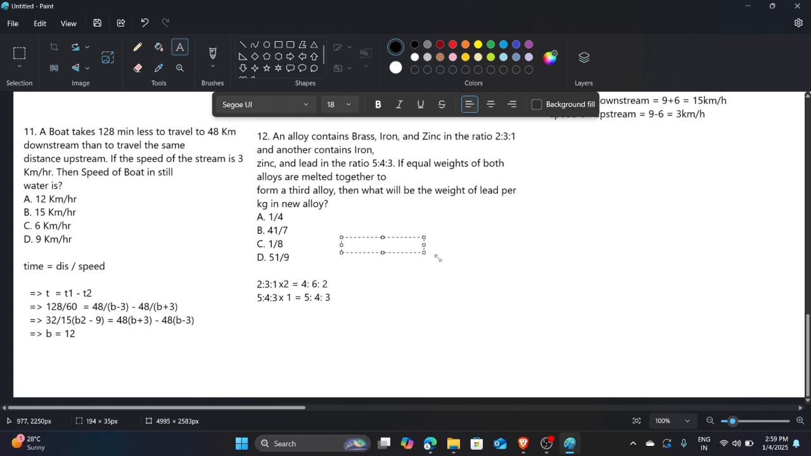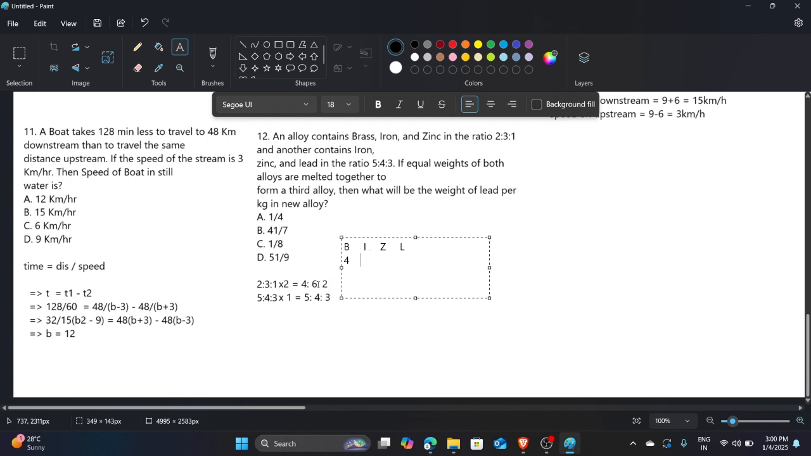Now you can see that we simply have to add them. First there is the brass, then the iron, then the zinc, and then the lead. Okay, the brass, how much? 4 units.